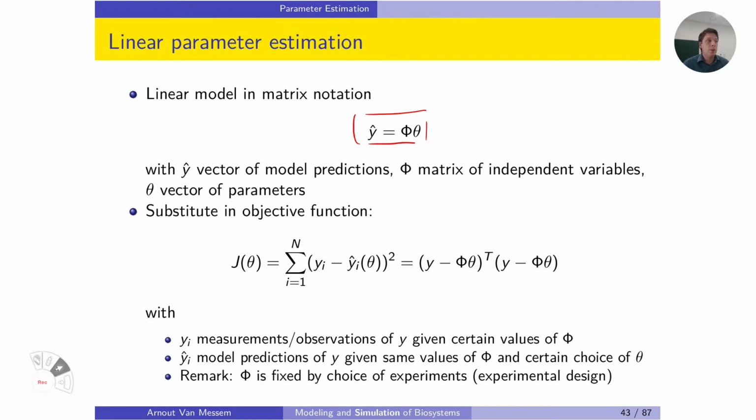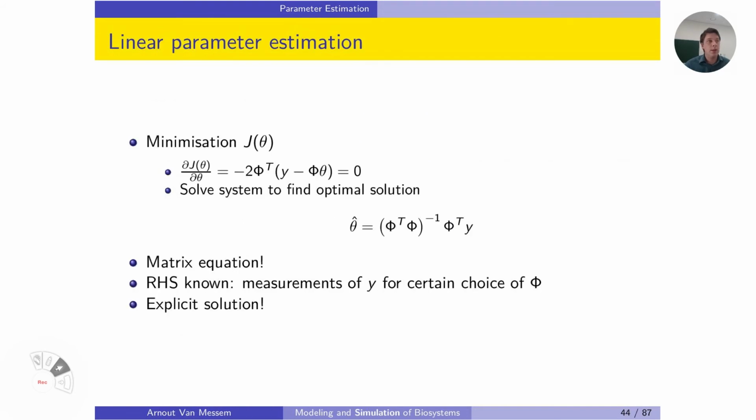It's filled with values that we know, that we observed. So what we then do is substitute this in our objective function, and the objective function in matrix notation becomes (y minus phi theta) transposed times (y minus phi theta). To solve this, we had to derive. So we derive the objective function with respect to theta. In this case, it's matrix derivation. So we have a function we derive with respect to each of the thetas. It's minus 2 times phi transposed (y minus phi theta).